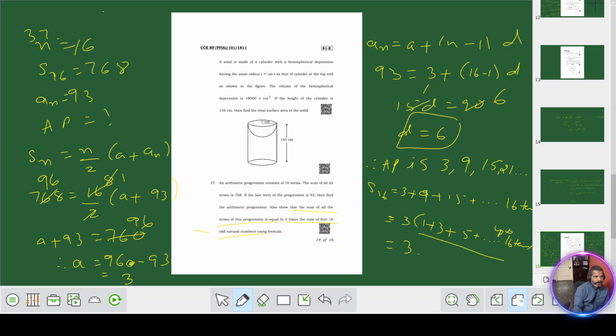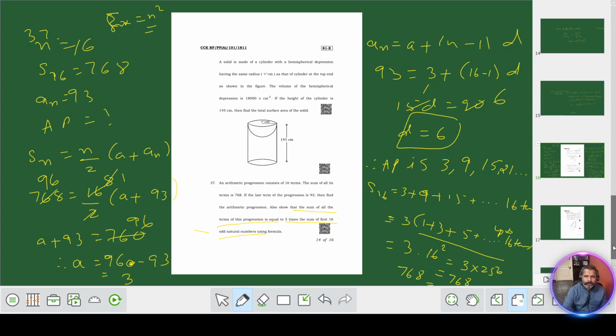The sum of odd natural numbers is n square, where n is the number of terms. So 16 square, that is 256, into 3 is equal to 768. So they also ask to show that the sum of all the terms of this progression, up to 16 terms, is the same. Therefore, 768 is equal to 768. Hence, proved.